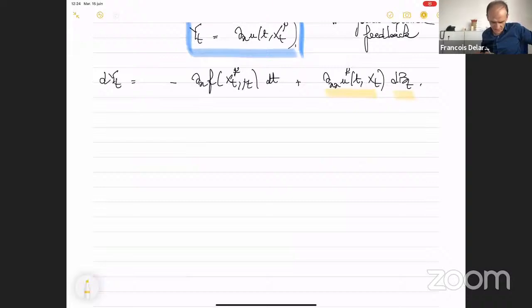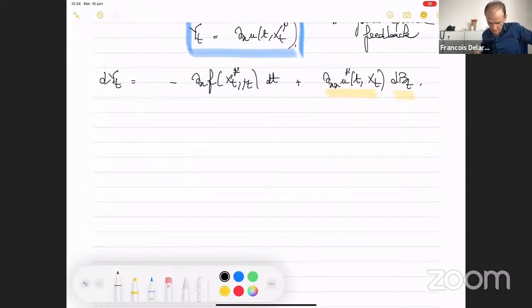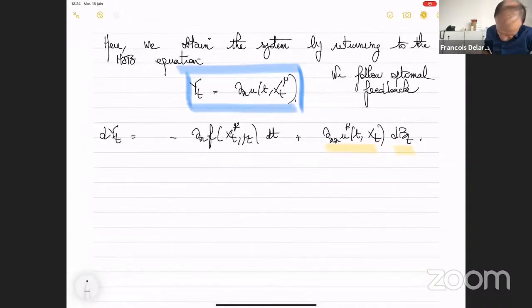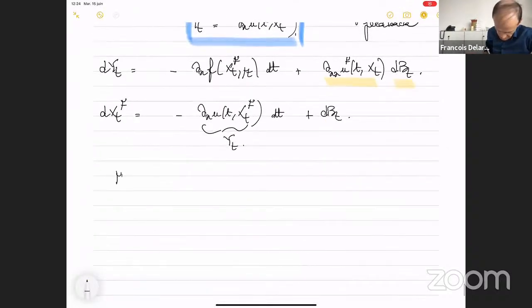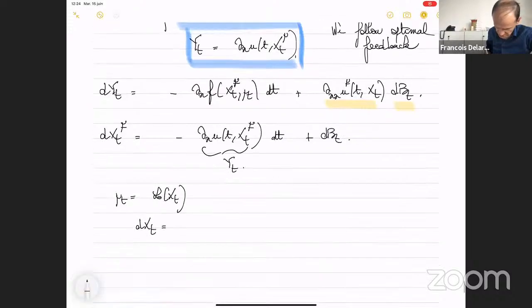So you have this equation for Y, and what you say is that at the same time, you know that dX_t-underline-mu is minus the optimal feedback, which is minus the gradient. And this guy is Y. And so you cap all the two things as before. And so you say, if mu_t is the law of X_t, we must have the following system.